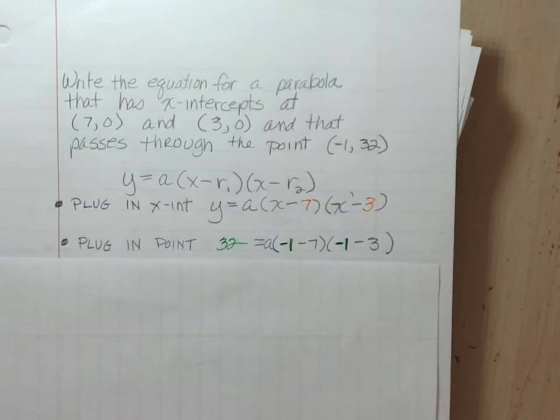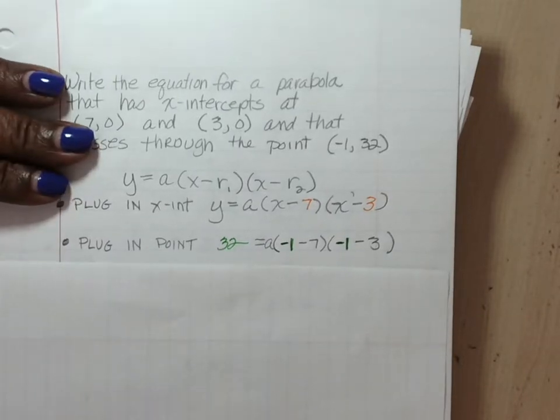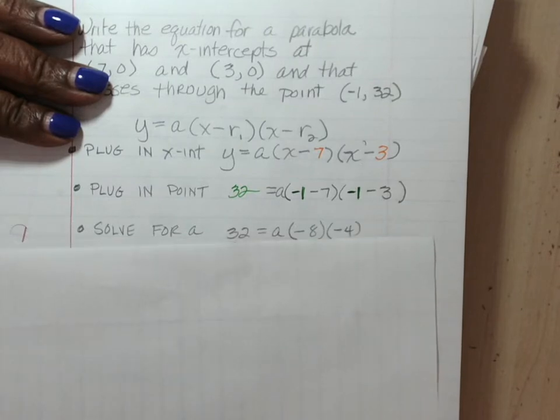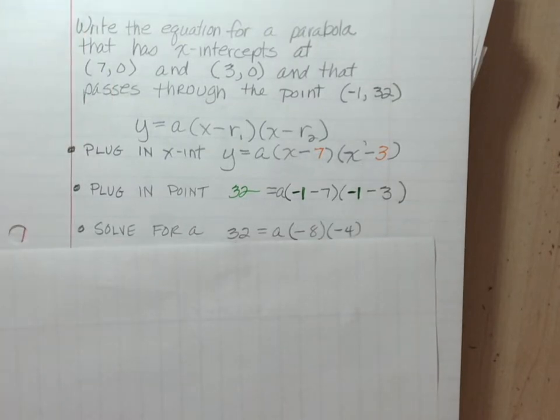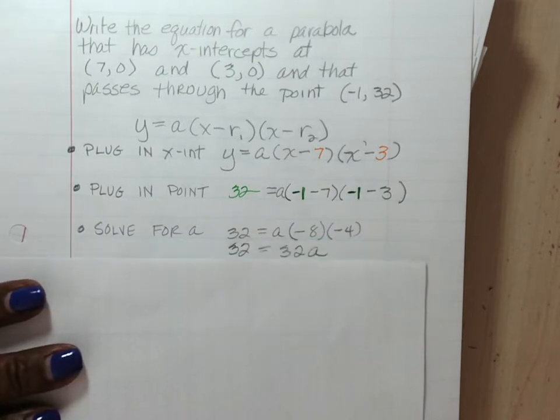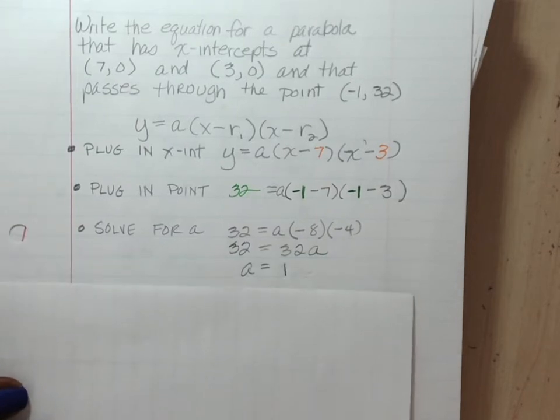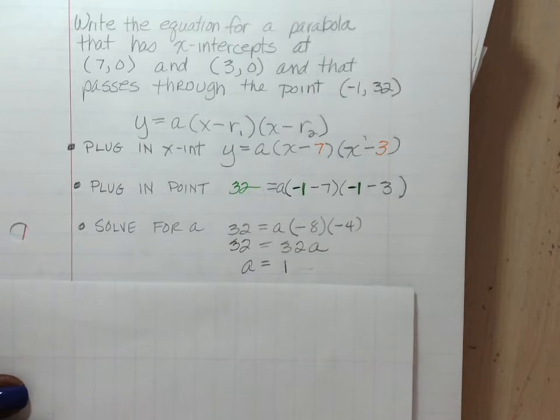Now we have a single unknown variable, a, and we could go ahead and solve this for a. Here's what that looks like. Now, -1 minus 7 is -8, and -1 minus 3 is -4. So I'm going to multiply those together and get 32. So I have 32 is equal to 32a. When I divide both sides by 32, I end up with an a value of 1.